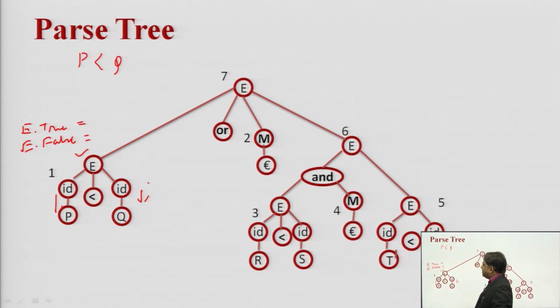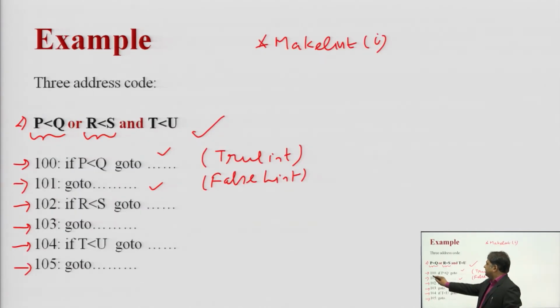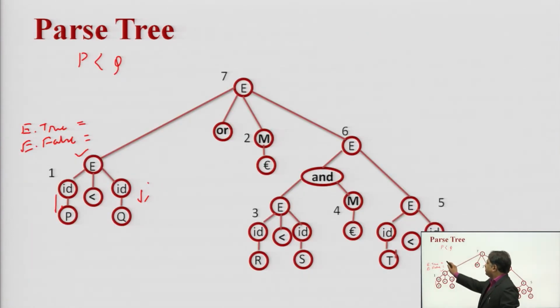For this statement, the true exit is at 100 and the false exit is at 101. So E dot true list is 100 and E dot false list is 101. Similarly, now we come to R is less than S.